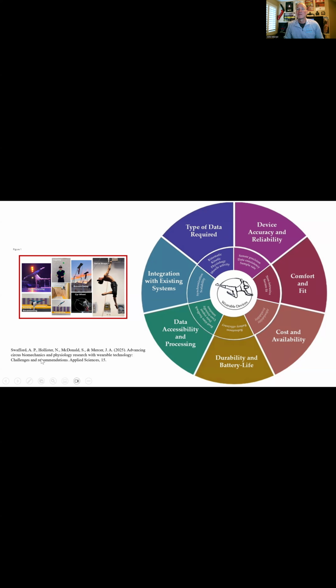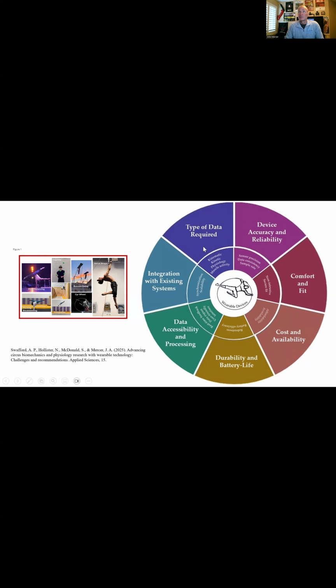Dr. Lena Swafford, Nate Hollister, she's currently a postdoc with us. Nate Hollister is an MD who's a previous circus performer. Scott McDonald is a current performer and coach, and then myself. And we just put down a lot of different things that we were talking about when we were assessing different instruments to try to use to quantify kinematics and kinetics of circus acts. And so we came up with this model.